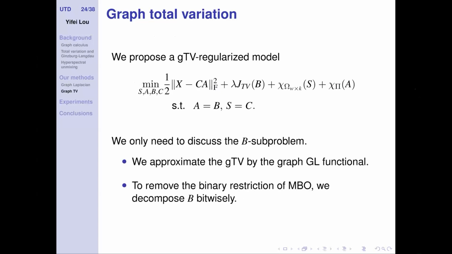In order to remove this binary restriction, we decompose B bitwise. Remember B is a fraction between 0 and 1. We can write this as a binary decomposition, like 0.5 plus 0.25. So we decompose B bitwise, and for every bit channel, we apply the MBO scheme.